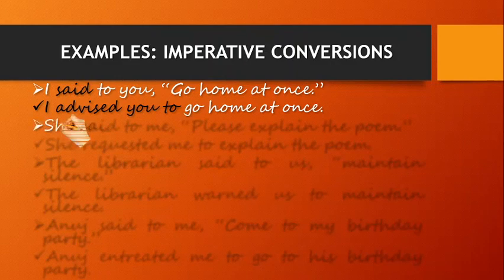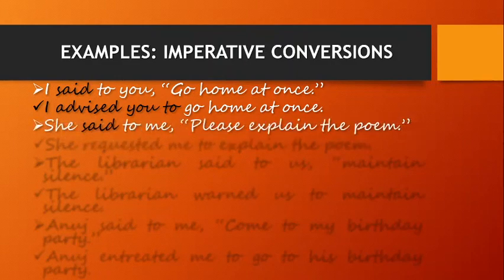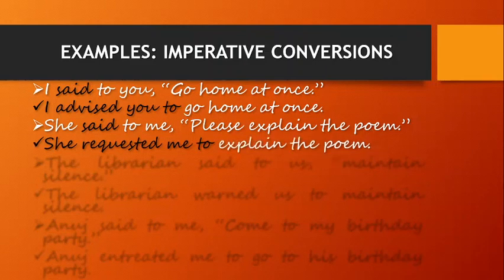Let's have another sentence. She said to me, "Please explain the poem." Now you note the use of please here. When we say please, we are actually requesting the person opposite us to do something. So she said to me, she is requesting me to do what? To explain the poem. So we can say she requested me to explain the poem. Again, requested, a verb of request, then the object me, and then the infinitive construction to explain, and as it is, the poem.